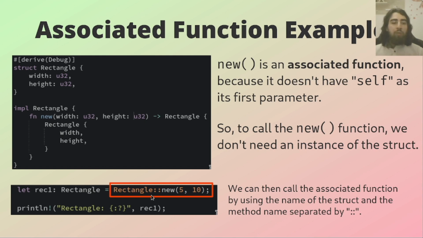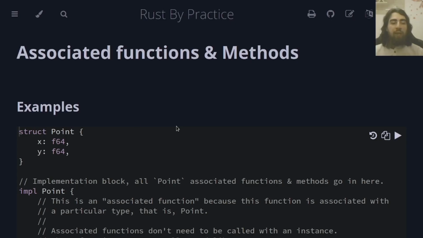Meaning, when we want to call this associated function, we don't call it on an instance, right? Because we don't have self here. We call it directly on the type. So in this case, we take Rectangle, double colon, and then the function new, and we provide it two values, 5 and 10, right? That means rec1 will then hold an instance of the type Rectangle. Okay, let's do the exercises.